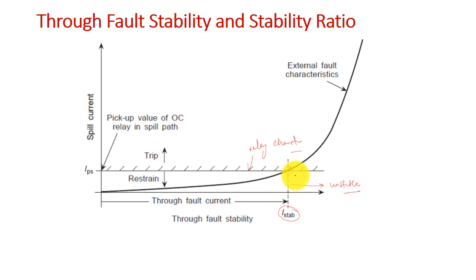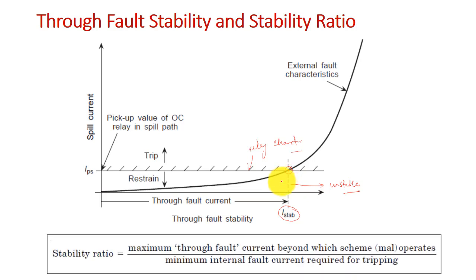Unstable. Now if we see the stability ratio, it can be defined as the maximum through fault current beyond which the scheme maloperates. That means this is the maximum current, that is I stab. So this I stab is the maximum current beyond which your differential scheme or differential relay maloperates, it becomes unstable, and divided by the minimum internal fault current required for tripping.